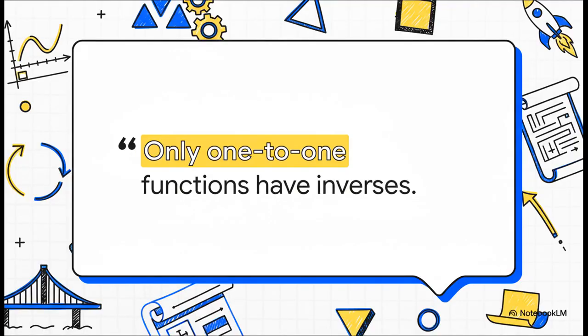And this really gets to the heart of the rule. For a function to have a trustworthy inverse, it has to be 1-to-1. That just means every output comes from one and only one input. Our parabola fails this test big time.